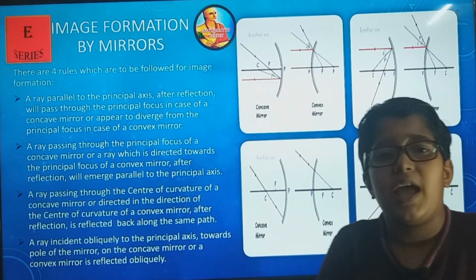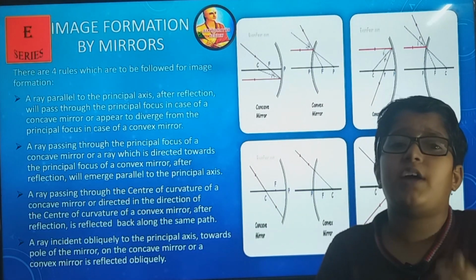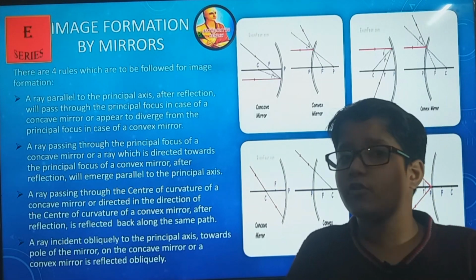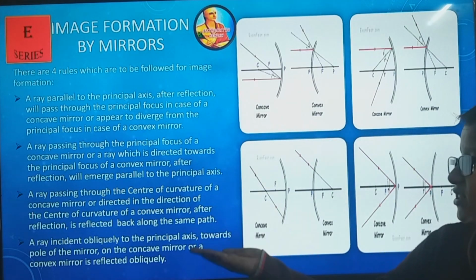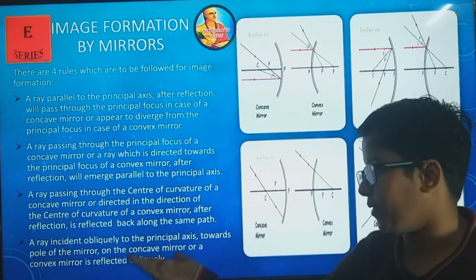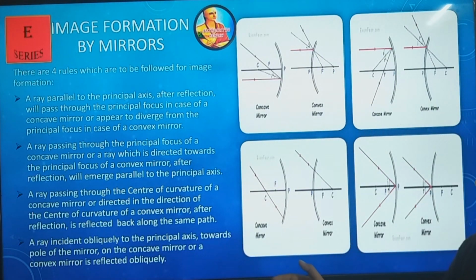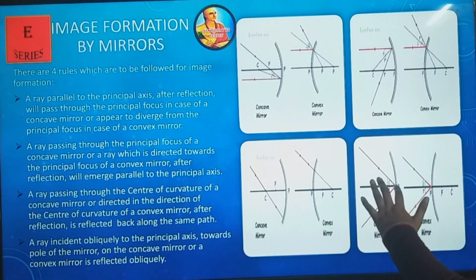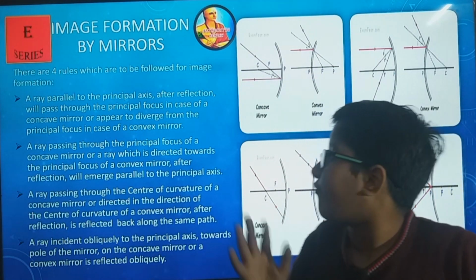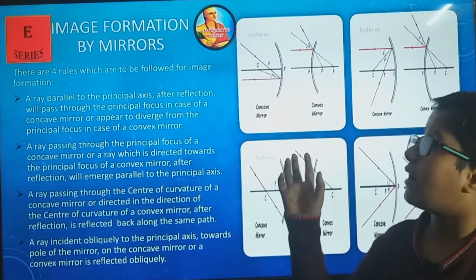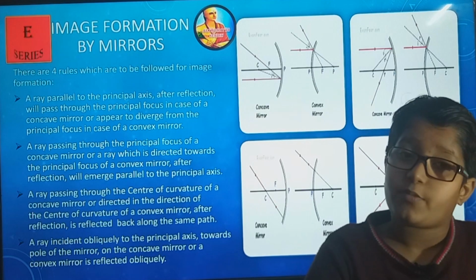And the third, any ray passing through the center of curvature of a concave mirror, or directed to pass through the center of curvature of a convex mirror, retraces the same path backwards. A ray incident obliquely to the principal axis toward the pole of a concave or convex mirror is reflected obliquely. Basically, it means that if a ray of light falls on the pole, then at the same angle it will reflect back. Now we'll use these standard incident rays for image formation by mirrors while doing the ray diagrams.